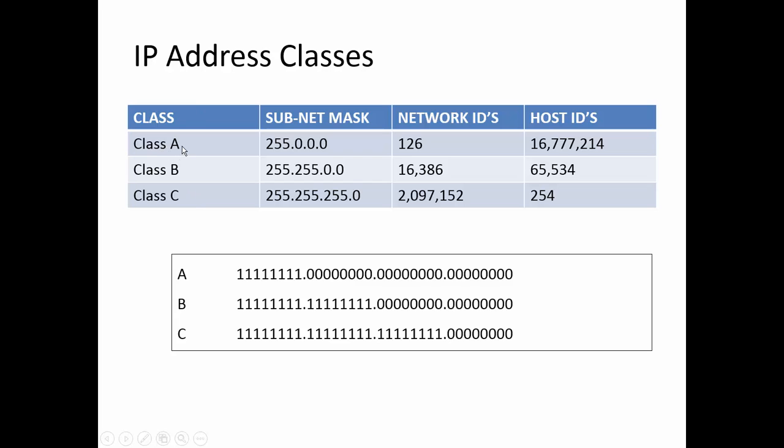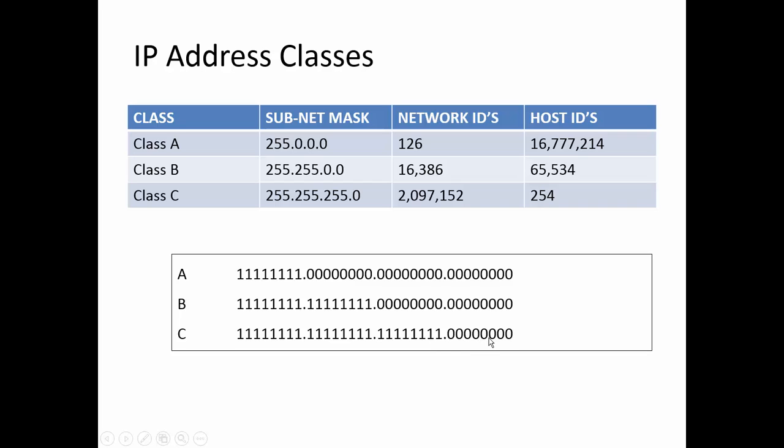There are 3 classes of IP addresses, Class A, B, and C. And a Class A address uses a Class A subnet mask of 255.0.0.0. And if we look at it in binary, it's 8 ones followed by 24 zeros. Conversely, a Class C subnet mask is represented as 255.255.255.0. And in binary, that is represented as 24 ones followed by 8 zeros.